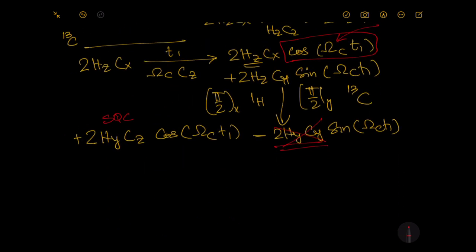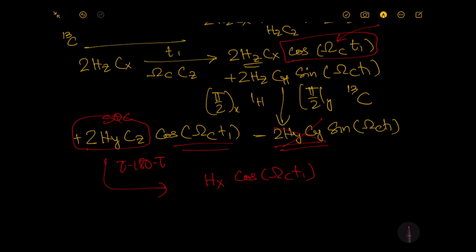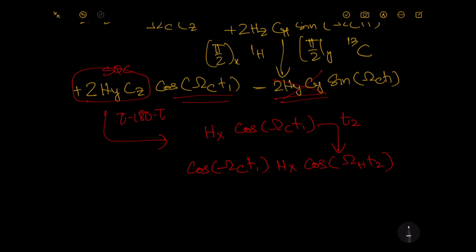So now when you have a tau 180 tau, if you carefully sit and do the math, you will realize that this will refocus, and therefore it will result in something like HX with a cos omega C T1, and this is just borrowed from the previous term. Then you have a T2 acquisition, HX with cos omega H T2. Therefore, we have obtained omega C labeling along T1 dimension and omega H labeling along T2 dimension.